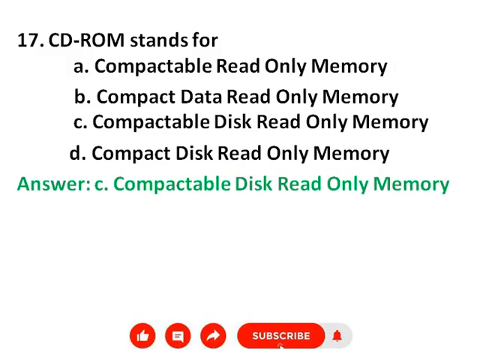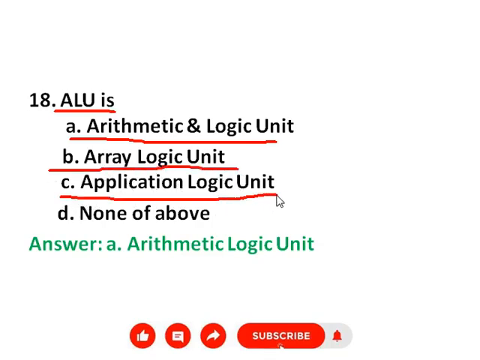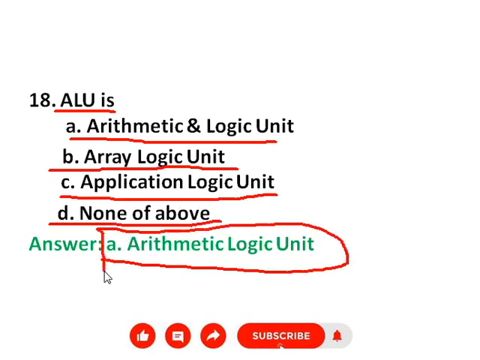Our next question is, ALU is? Option A, Arithmetic and Logic Unit. Option B, Array Logic Unit. Option C, Application Logic Unit. Option D, none of these. So ALU means Arithmetic and Logic Unit. This is a part of CPU. CPU has two main parts, control unit and ALU. ALU means Arithmetic and Logic Unit.